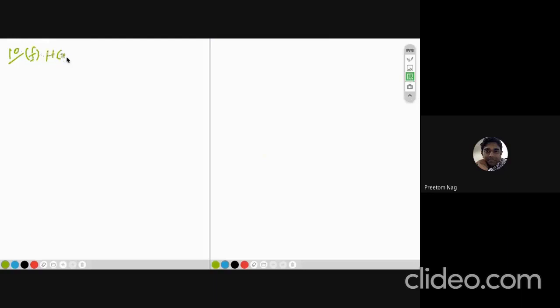Capital H of x is equal to sine square root of x, to the power minus 2. So you can write it this way: 1 by sine square root of x. Okay, can you write like this? So now what will be the domain?